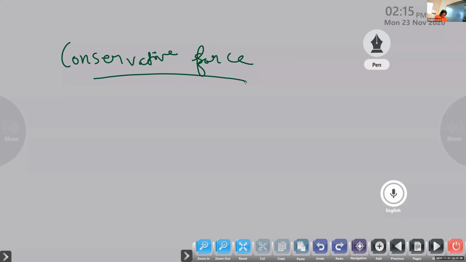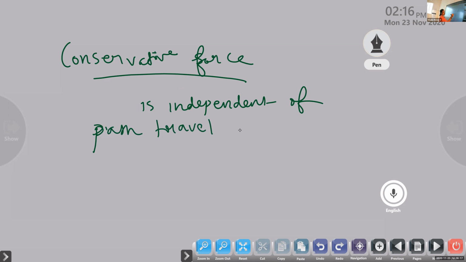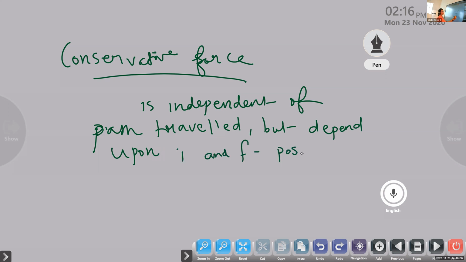We can write down: if the work done by the force in a moving body is independent of the path traveled, but depends upon the initial and final position, then we can say it's a conservative force.